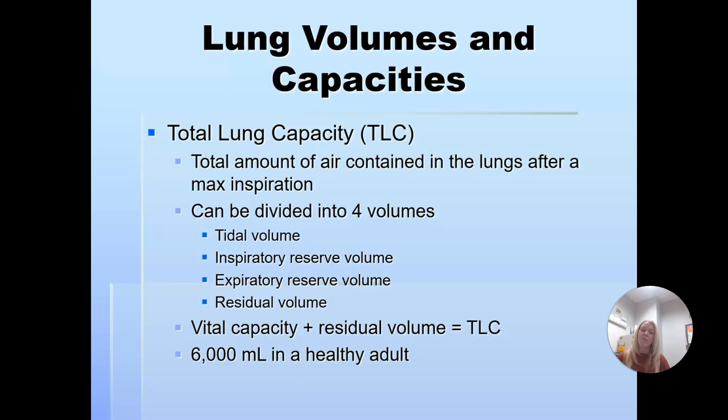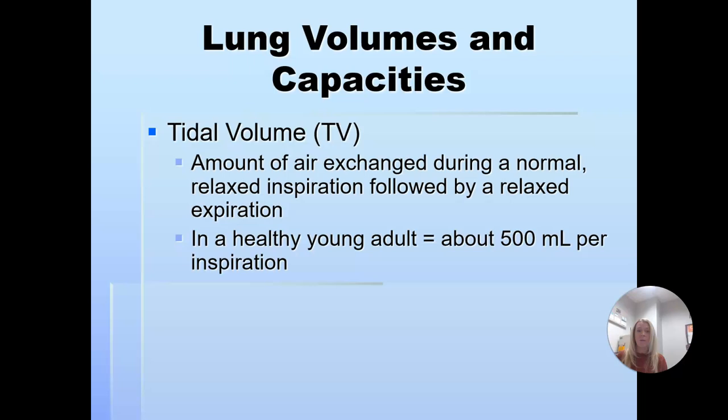Your vital capacity plus your residual volume makes up your total lung capacity. This is about 6,000 milliliters in a healthy adult. Do not worry, I'm not asking you to memorize the actual milliliters, the numbers, the things like that. They're included on these slides just so that you can kind of make comparisons, but you do not need to memorize those or know those.